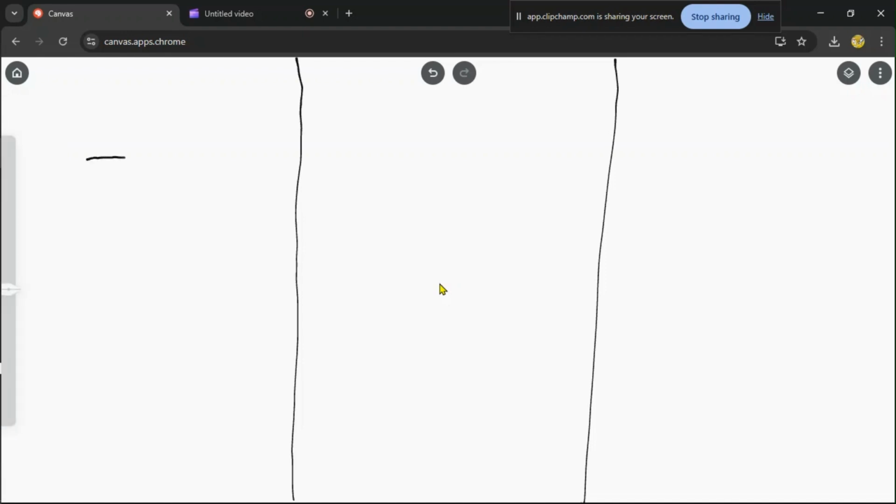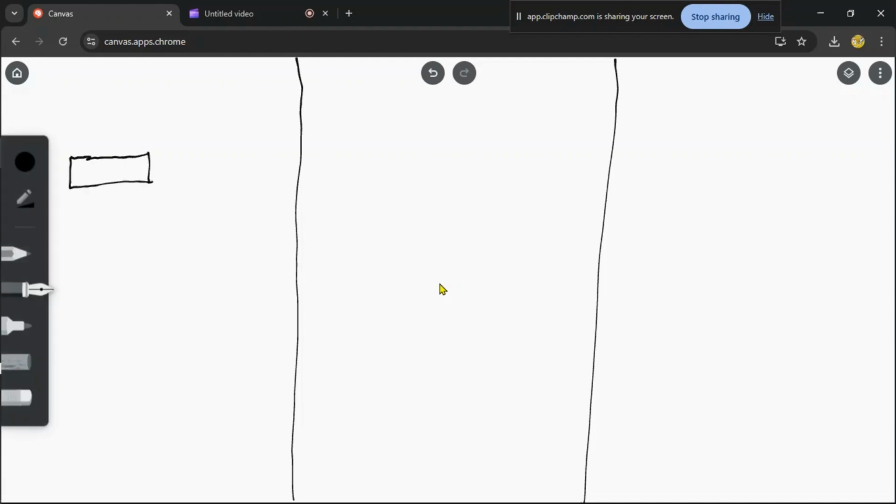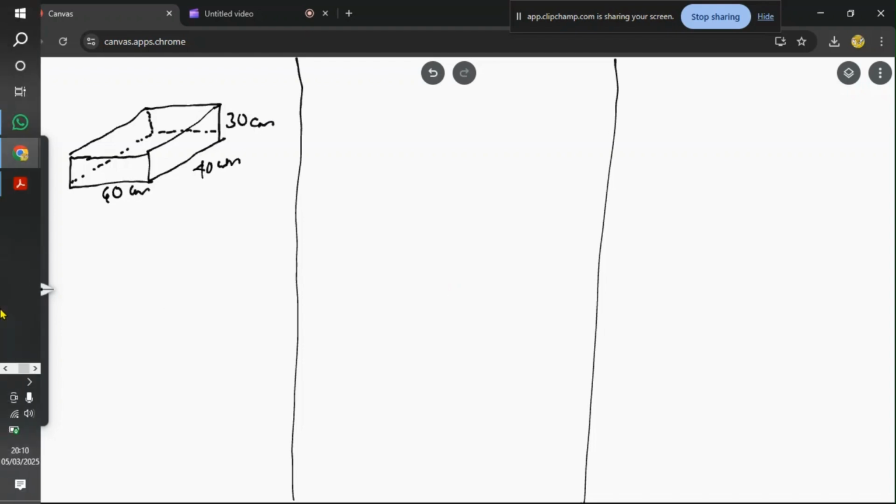A cuboid is of this shape. We have a cuboid like that. I extend like that, extend like that. It's like a box, a cuboid. Then the side that I cannot see, I put it dotted. So it measures 60 by 40 by 30. This one is centimeters, centimeters. Then here you have your centimeters, like that.